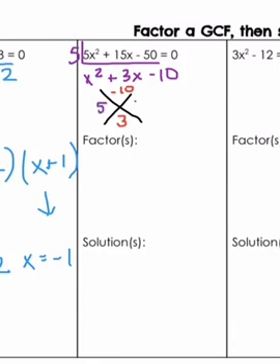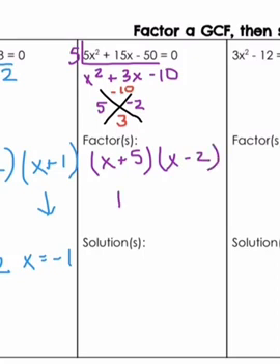So we have 5 times 2 would be 10. And how could we create 3 from 5 and 2? Well, 5 minus 2 would be 3. That would give us the negative that we need for the 10. So your factors are x plus 5 and x minus 2, which means that your solutions are x equals -5 and x equals +2.